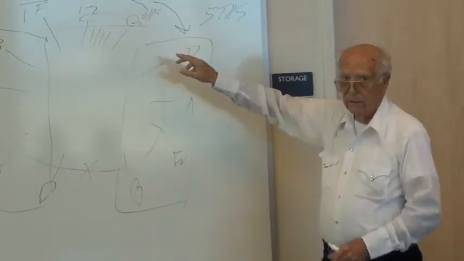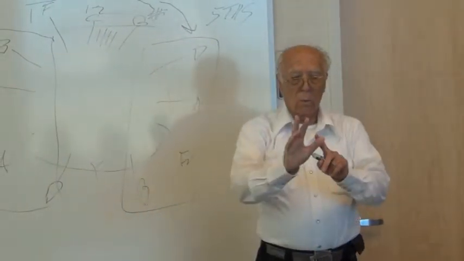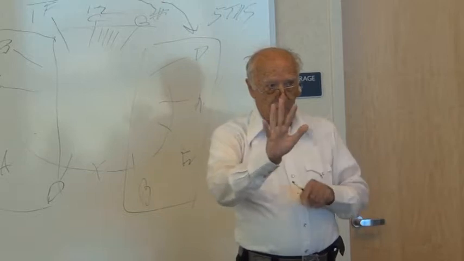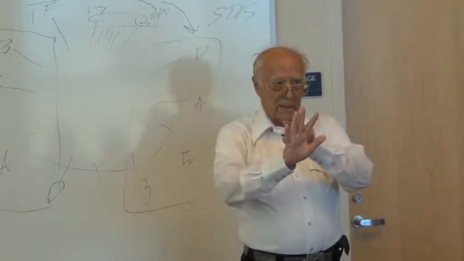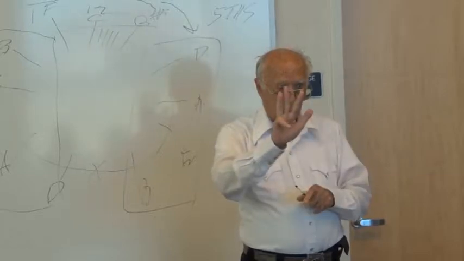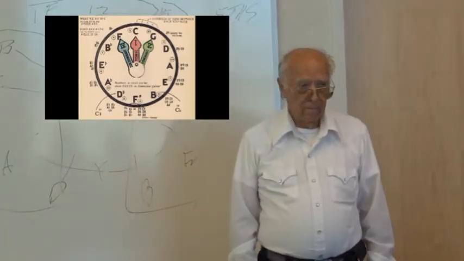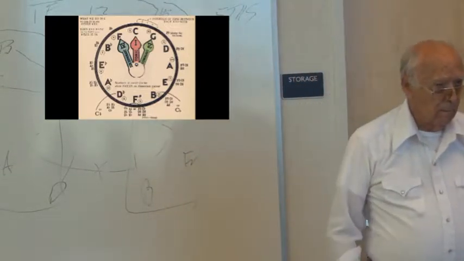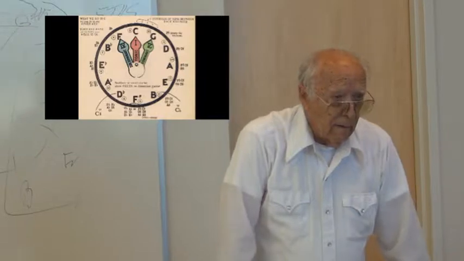Circle of fifths. Circle of fourths going that way. 1, 2, 3, 4. C, D, E, F. That's 4. So it's F. Well, which one are you starting out on? C. Pardon? The fourth finger is C, right?